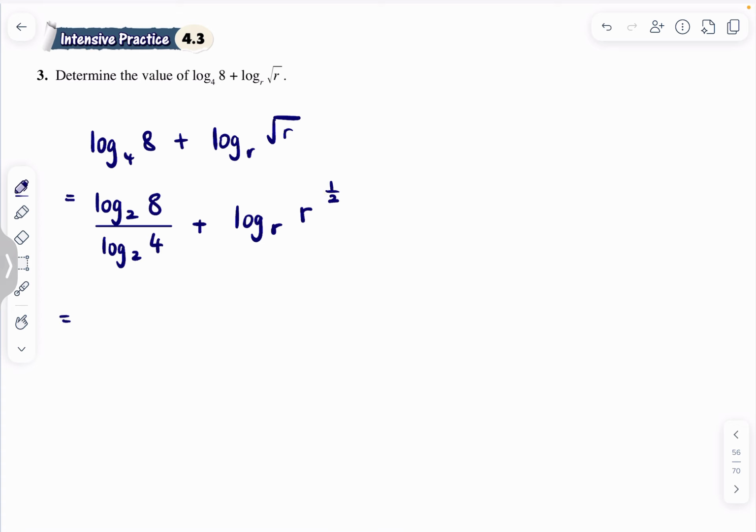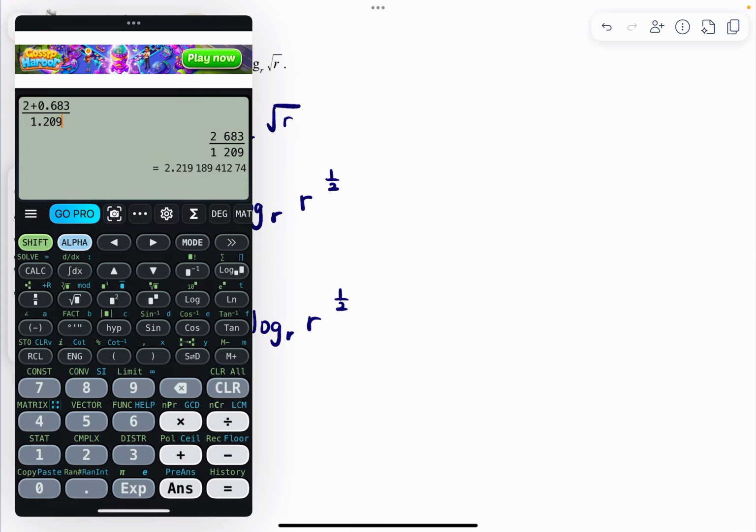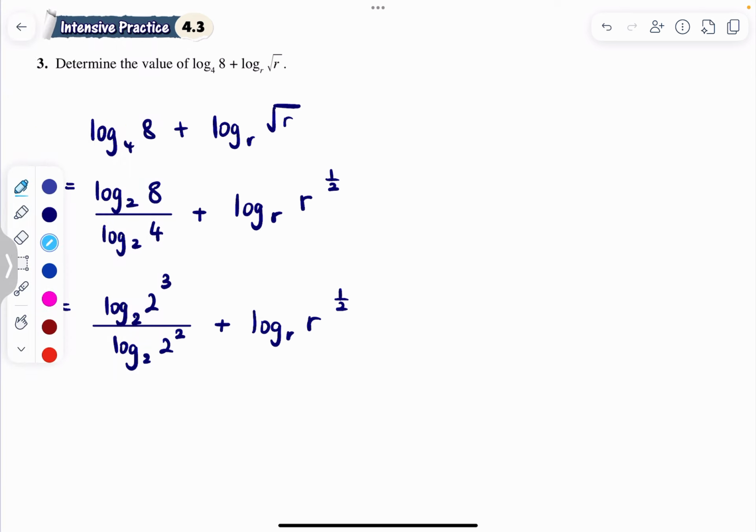Okay. Now, 8 is 2 cubed, so we can say log 2 cubed. 4 is 2 squared, so log 2 squared, plus, I'm just going to write this here, log base r of r to the power 1 over 2. Okay. Then if you know the rules of log, the power on top you can bring in front.